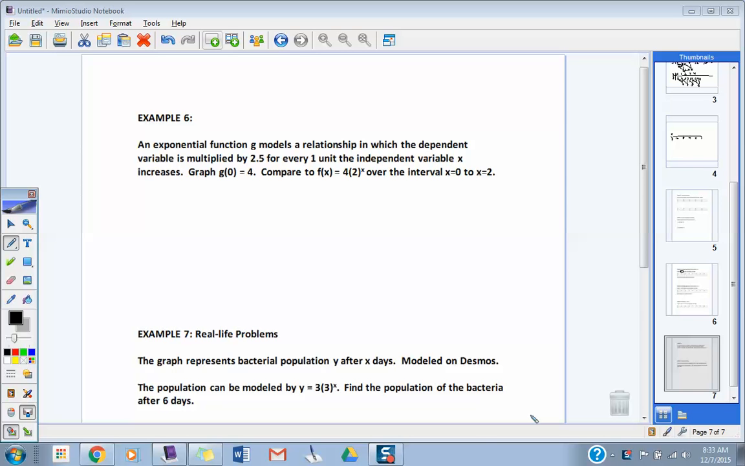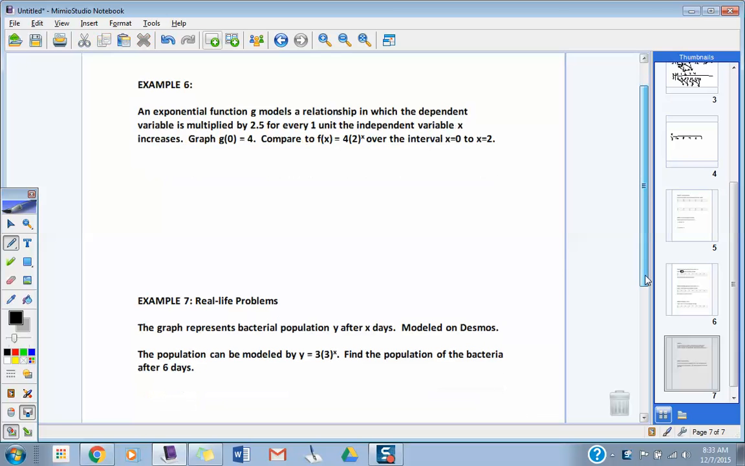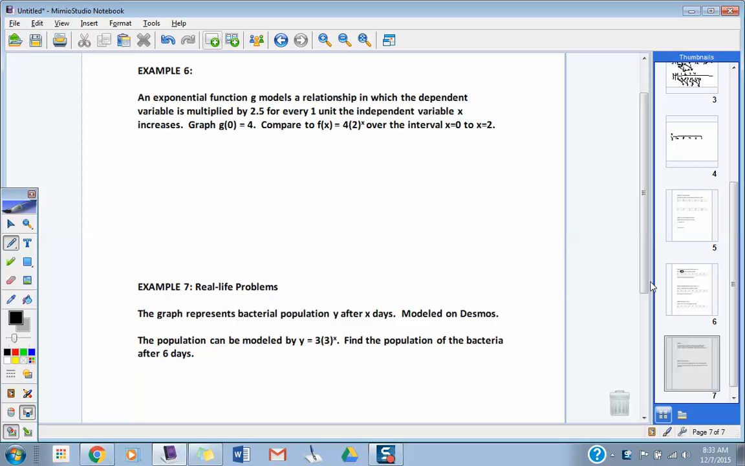So how about a volunteer to read number 6 for me? Volunteer to read 6 for me. Thanks, John. Example 6, right? Yep, exactly, yep.